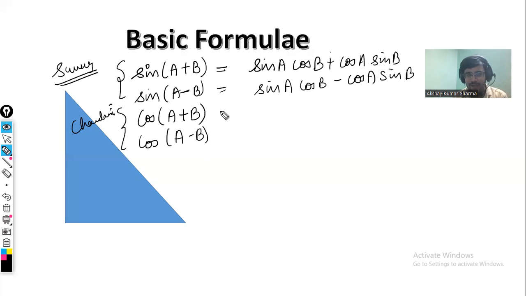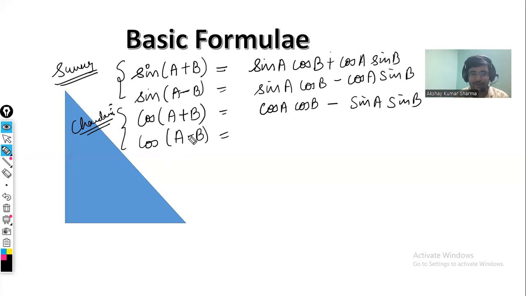So for Chandni, what we can see here is cos A plus B. We can write it like this: cos A into cos B. See, Chandni is saying plus. So what do you mean if Chandni says plus? Of course, minus. That means cos A into cos B minus sin A into sin B.